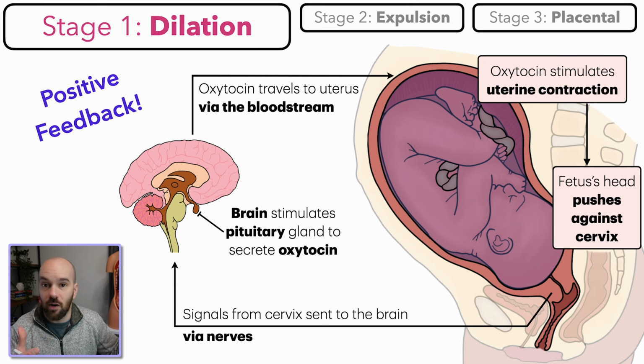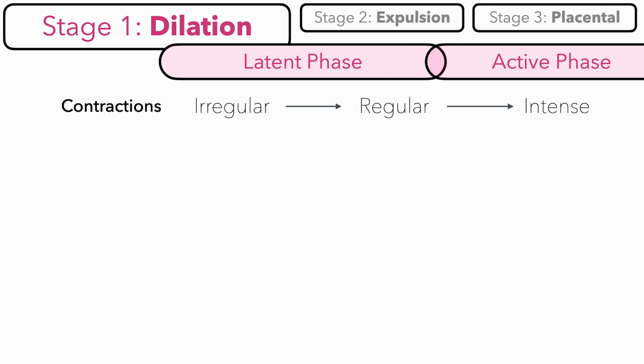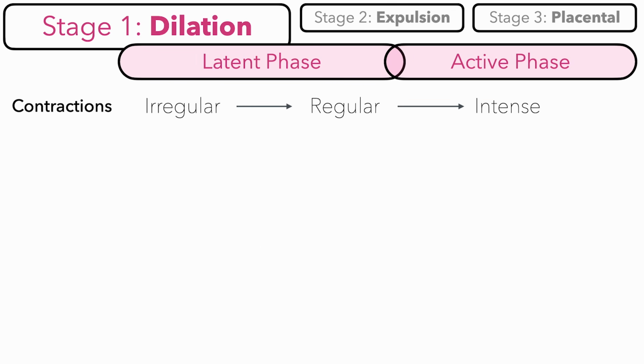And so this is, of course, our classic example of a positive feedback loop, whereas a negative feedback loop will work to counteract a change that's happened in the body. A positive feedback loop is going to work to cause that change to become even greater. The change in this case being the contractions of the uterus. So this positive feedback loop is causing the contractions to become more frequent and to last longer.